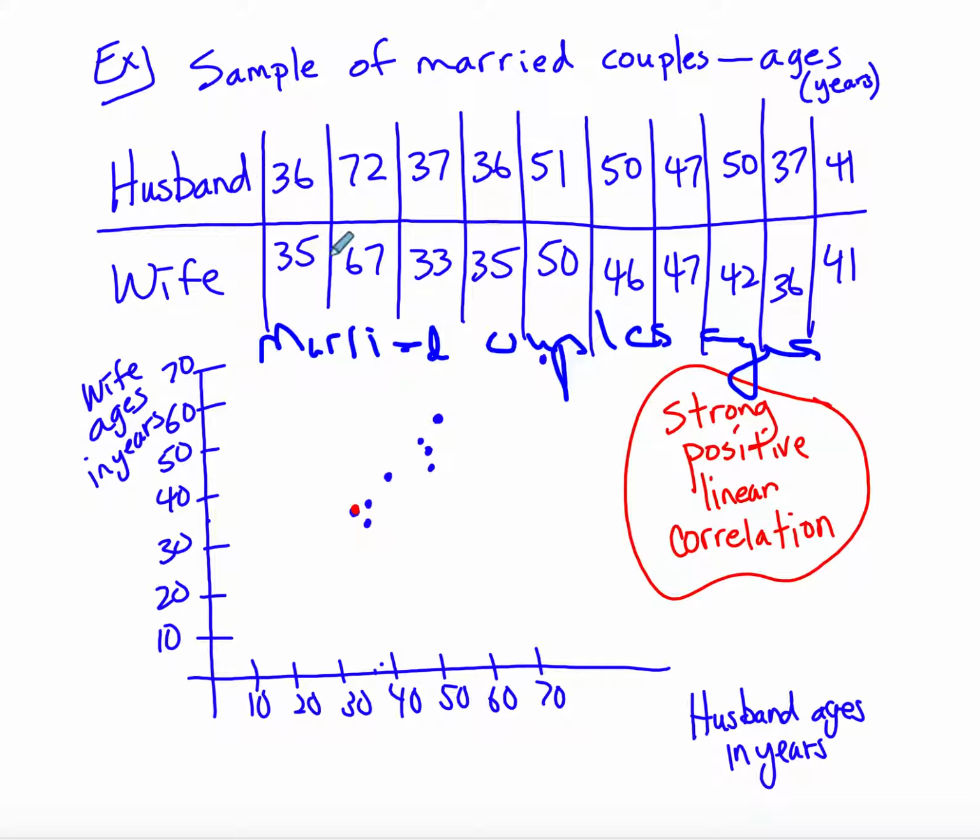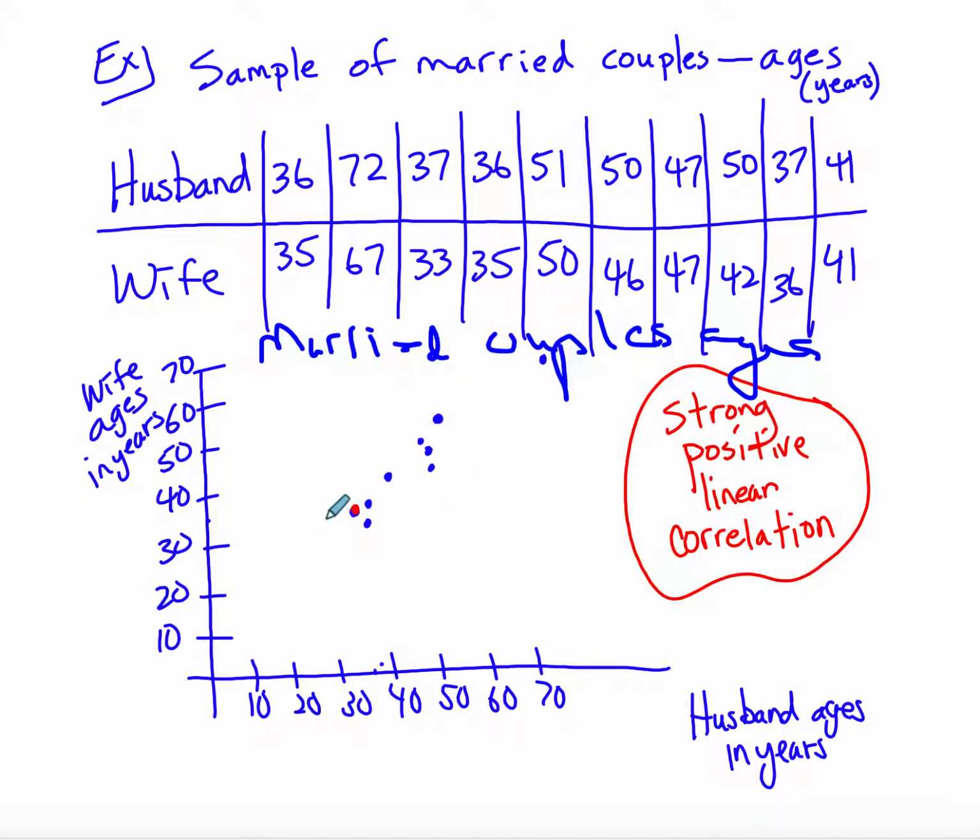Then 36, 35 means I come over to 36 and I come up to 35 and I put a dot. And that's all it is, a dot. You're not going to connect the dots, you're just putting the dot. So you're basically plotting ordered pairs. 72 is over here, 67 is way up here, and you see there's your dot. 37, 33, there's that dot. And so forth all along all the dots. So this would be your scatter plot.